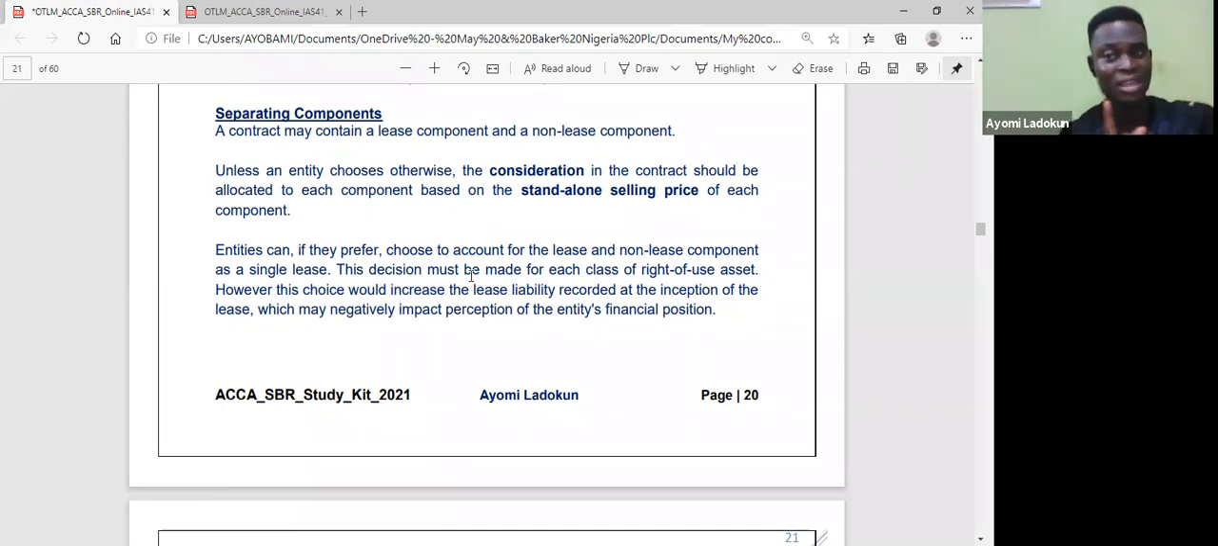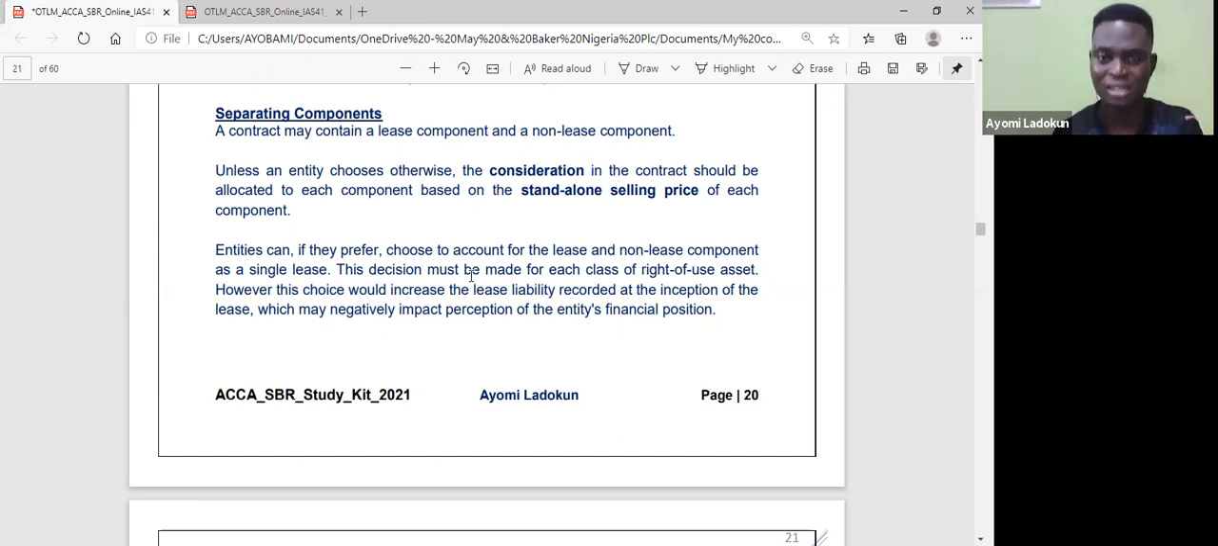So if you like, IFRS 16 permits that you can decide to treat the whole contract as a lease contract. But there's an implication to that: your gearing level will go up. In fact, there are other scenarios where I ask you to advise them on what to do. You just advise them on both scenarios. If an entity prefers to treat the whole contract as a lease component, the implication is that it's going to increase their liability. However, if you decide to separate, what will now be the accounting treatment?